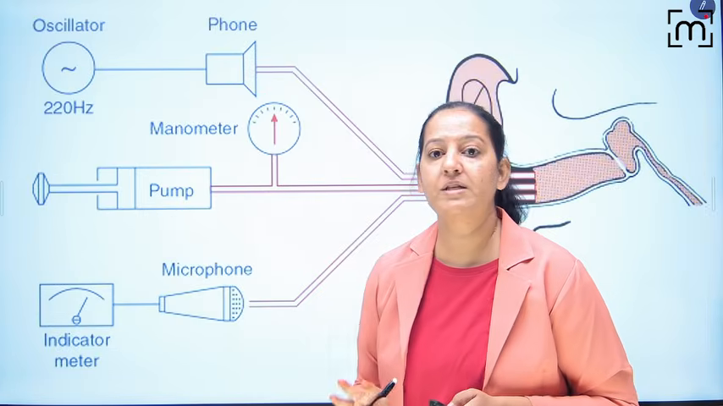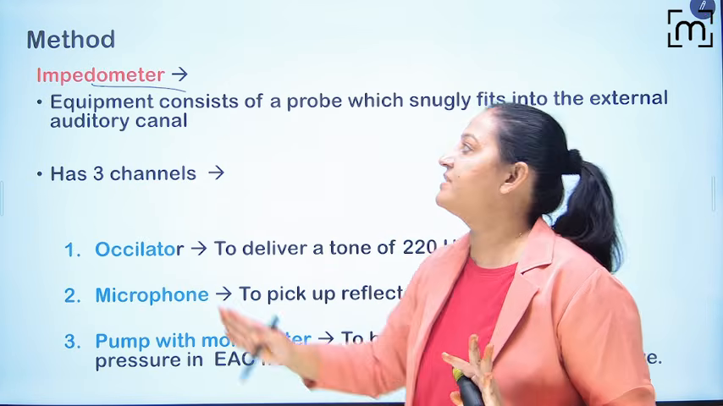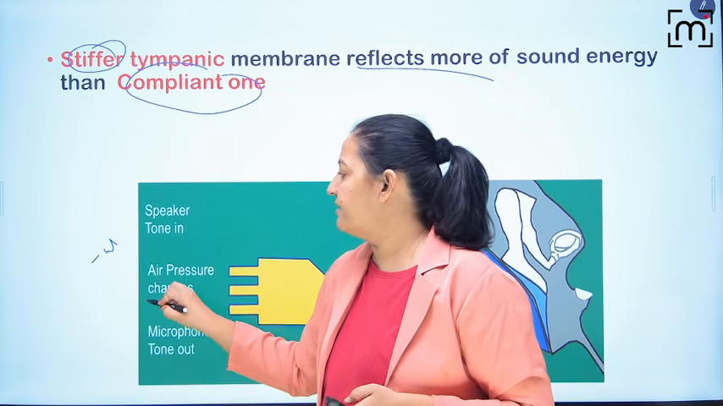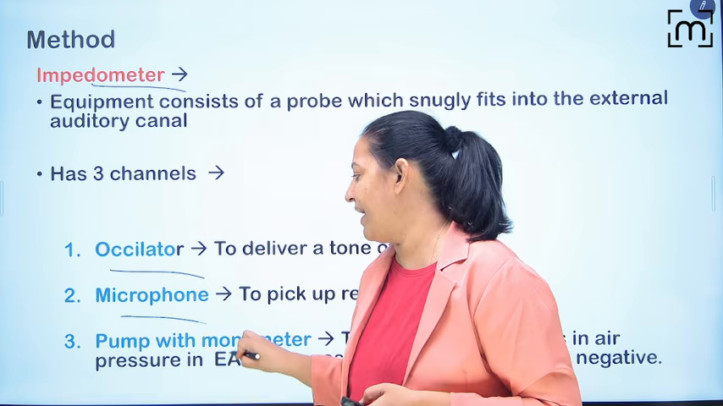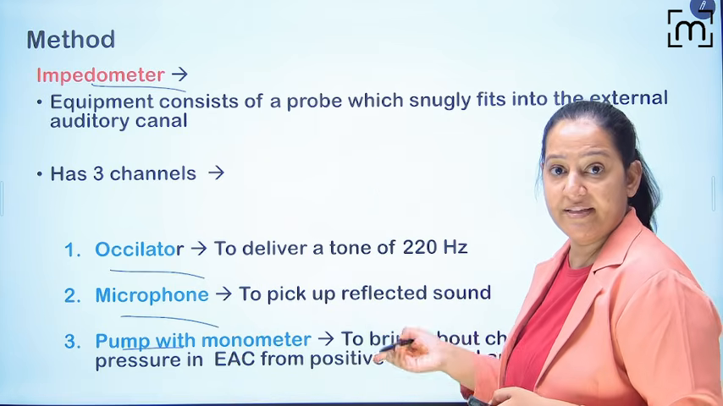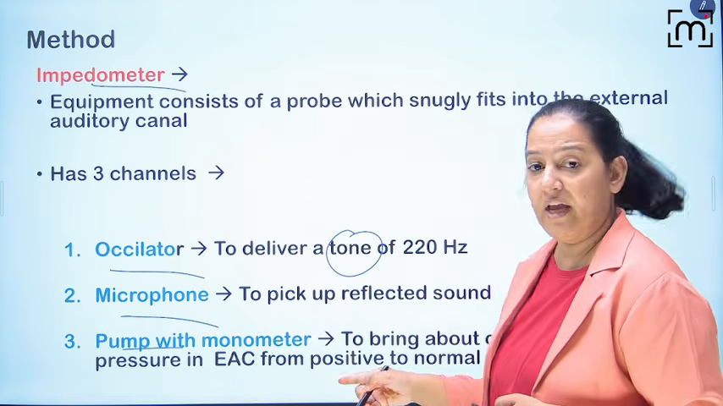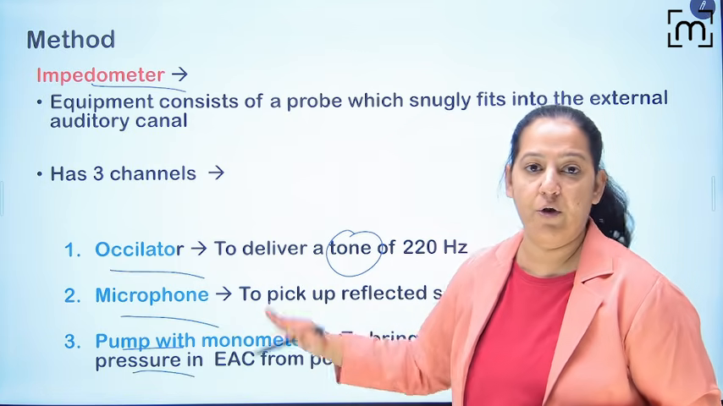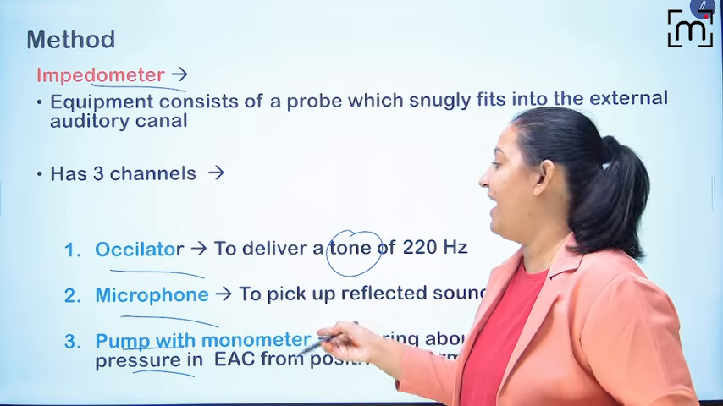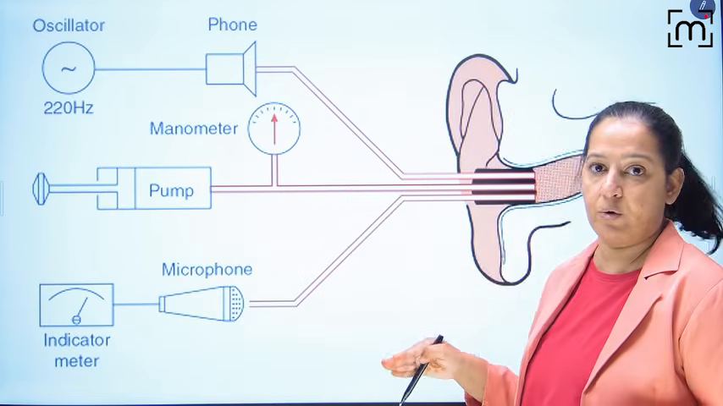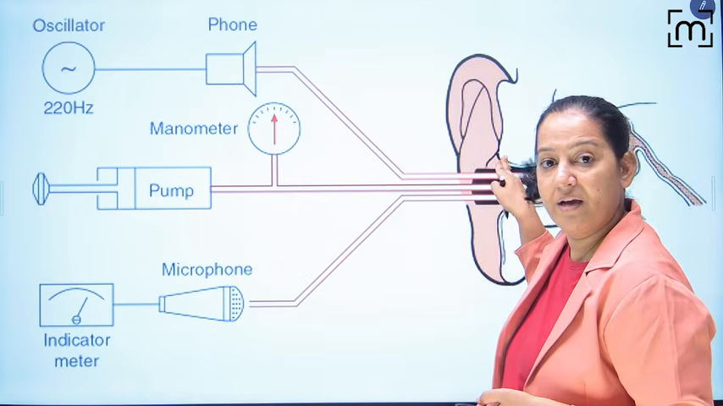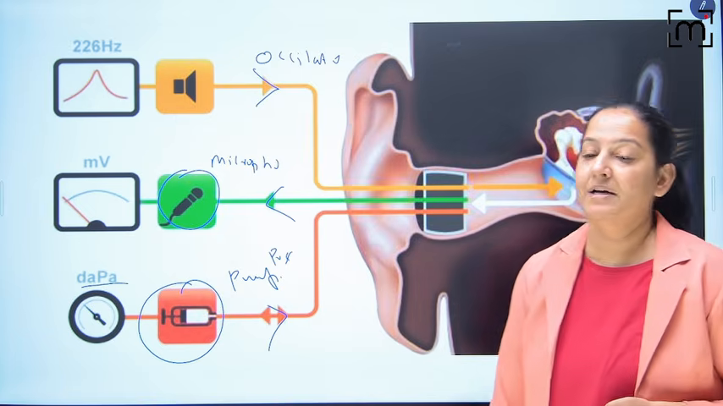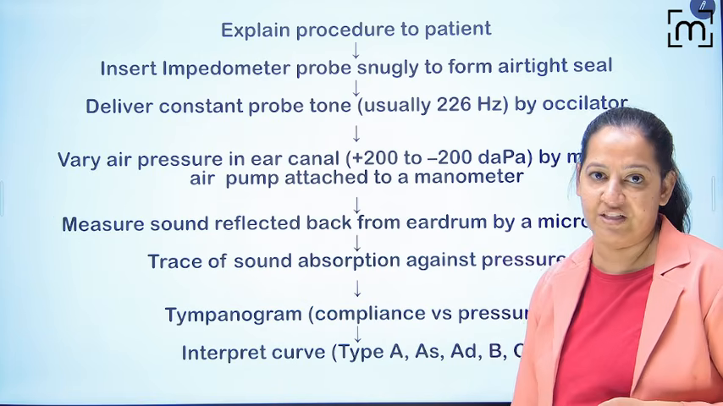You got it? Okay, so we are taking an instrument known as the impedometer. It has 3 channels: oscillator, microphone, and a pump. The oscillator is delivering pure tone. The pump is bringing pressure changes in the EAC, increasing or reducing it to see the effect of pressure. And the microphone is picking up the reflected sound. So the sound goes from here, a portion is absorbed, and the remaining is picked up by the microphone. You're getting it? So these are the 3 channels.